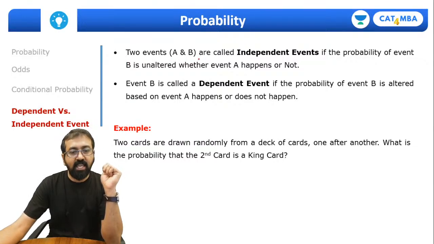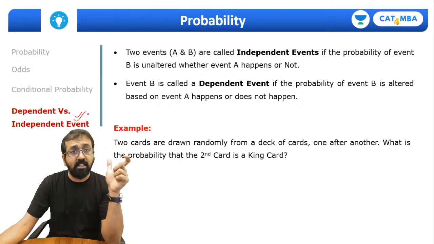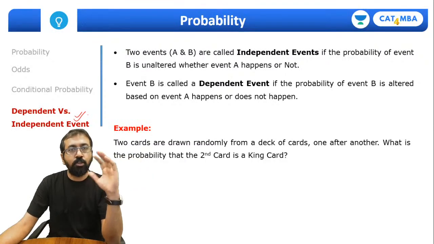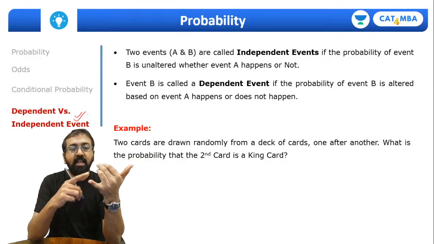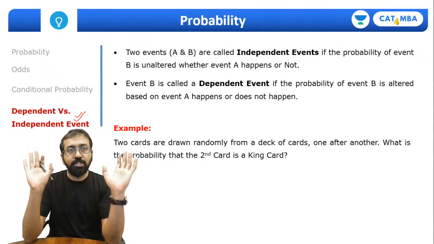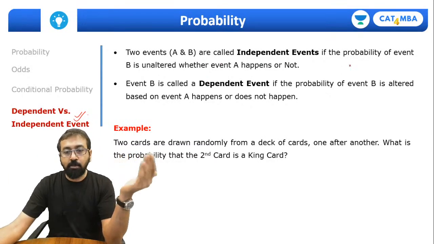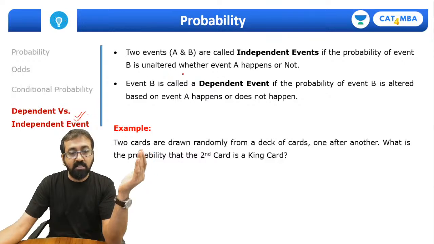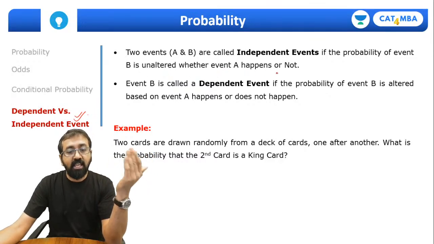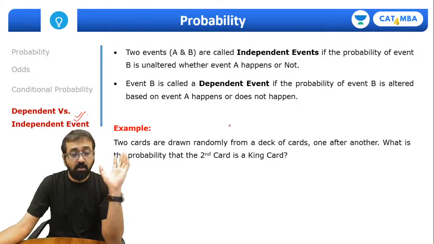Two events A and B are called independent events. We need to understand the concept of dependent and independent events before we answer probability questions. If you have understood these points, trust me, you can use your understanding of probability and the concepts we discussed in permutation, combination and counting principle to answer any question of probability. Two events are called independent events if the probability of event B is unaltered whether event A happens or not. Event B is called a dependent event if the probability of event B is altered based on whether event A has happened or hasn't happened.